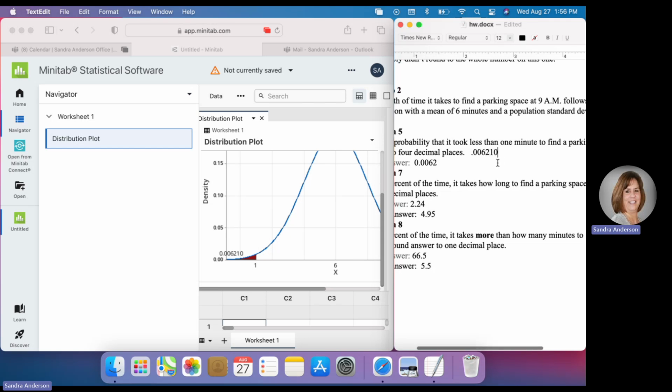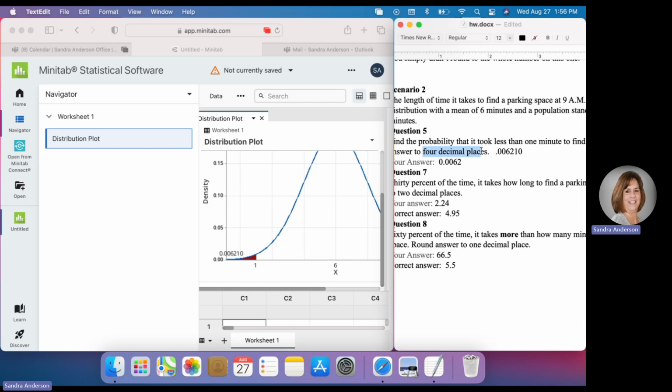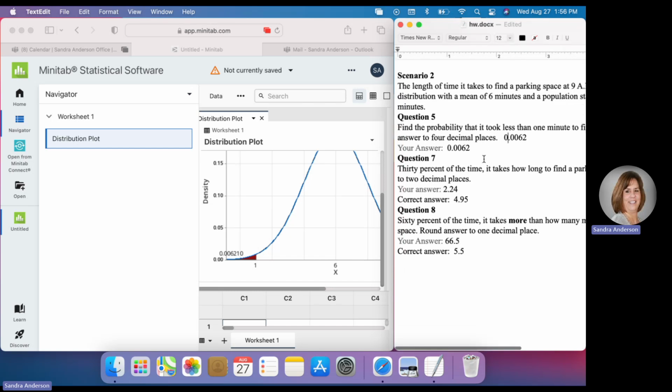0.006210. Then I'm going to always go and see how many decimal places we want. We want 4 decimal places. So since the fifth decimal place is 1, that means we don't change the 2 at all. So our answer is 0.0062. So that's awesome there.